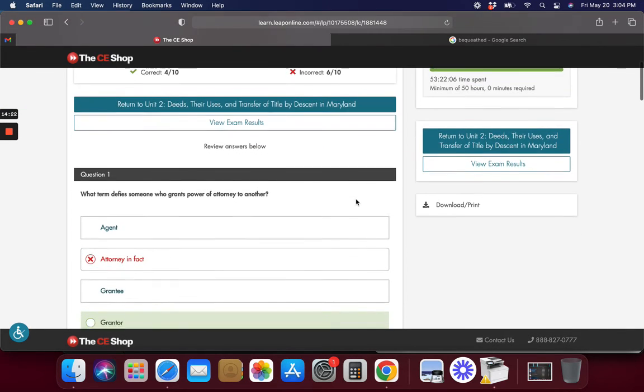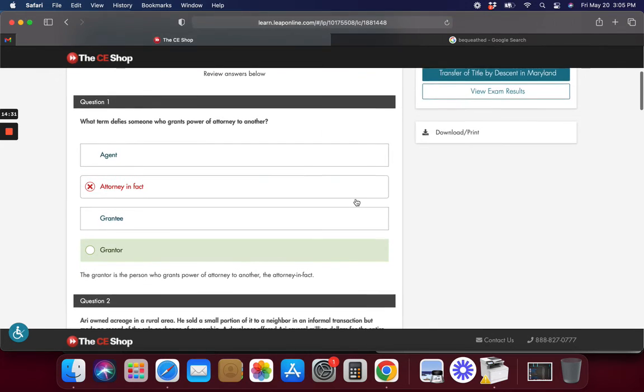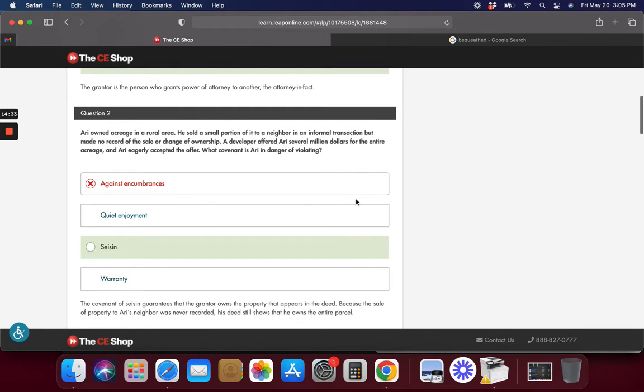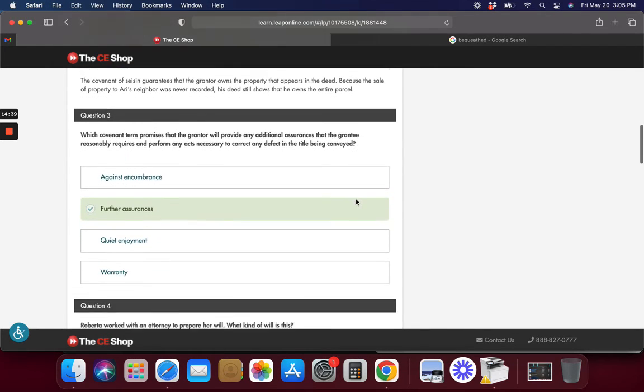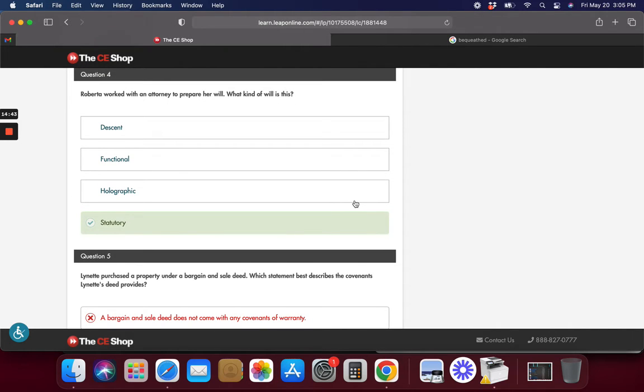Oh yeah, I think I'm worse than before. Okay. The grantor is the person who grants power of attorney to another. This one is seisin. Okay, remember I said that one. I was going back and forth. This one was easy for me. Okay, what kind of will is this?